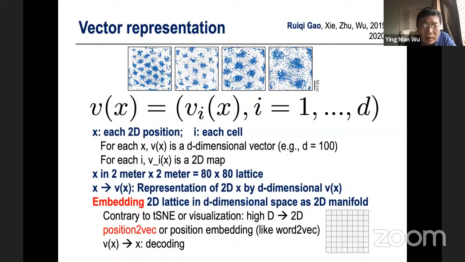So let me then continue. Here I just gave you the basic idea for this notation and representation. The goal is we treat the grid cells together as forming a vector representation for 2D position. And then we discuss the grid cells' involvement in path integral, and how we use this vector representation to perform path integral.